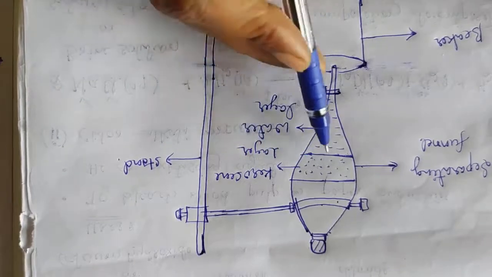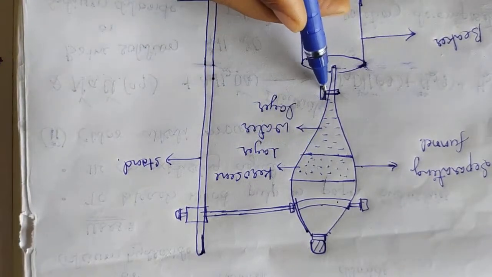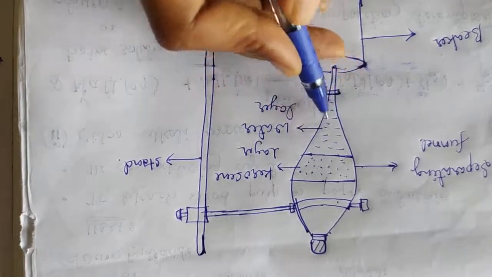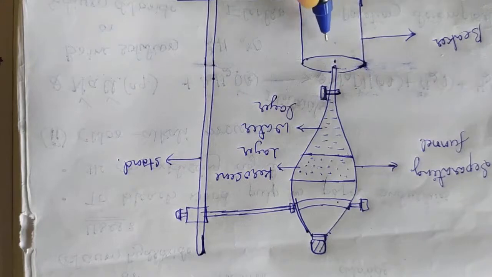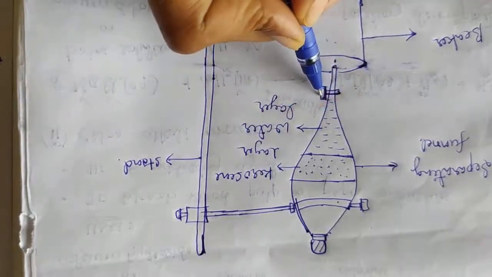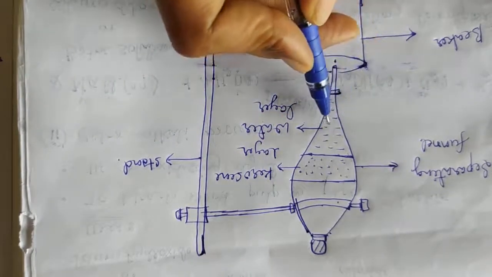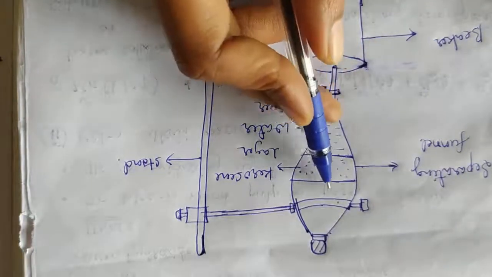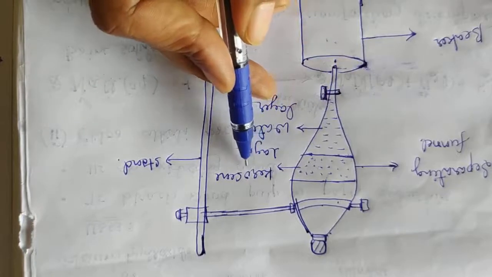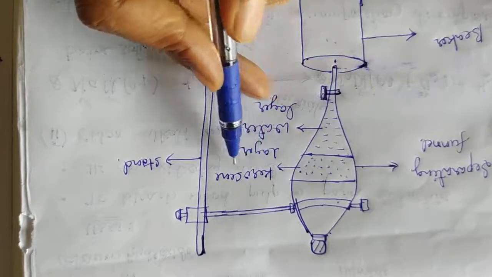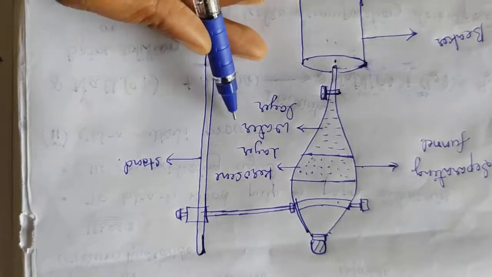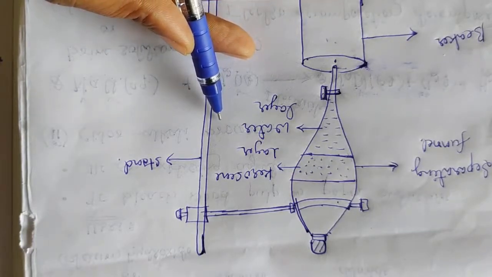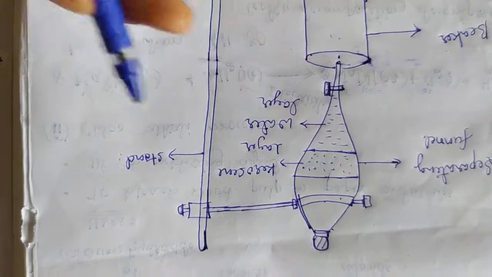With the help of this knob, we have to collect the water in this beaker. We close the knob after collecting the water completely, and after that inside the separating funnel we will find only the kerosene oil. Like this we can separate two immiscible liquids by using the separating funnel technique.